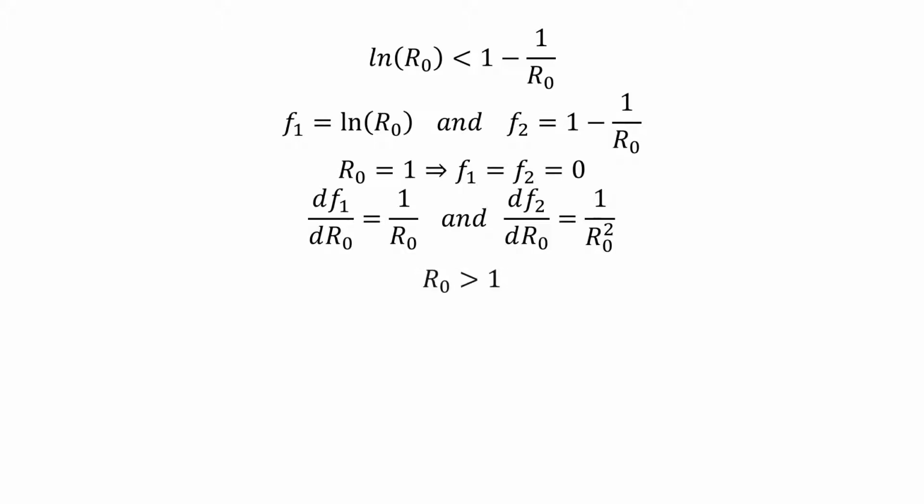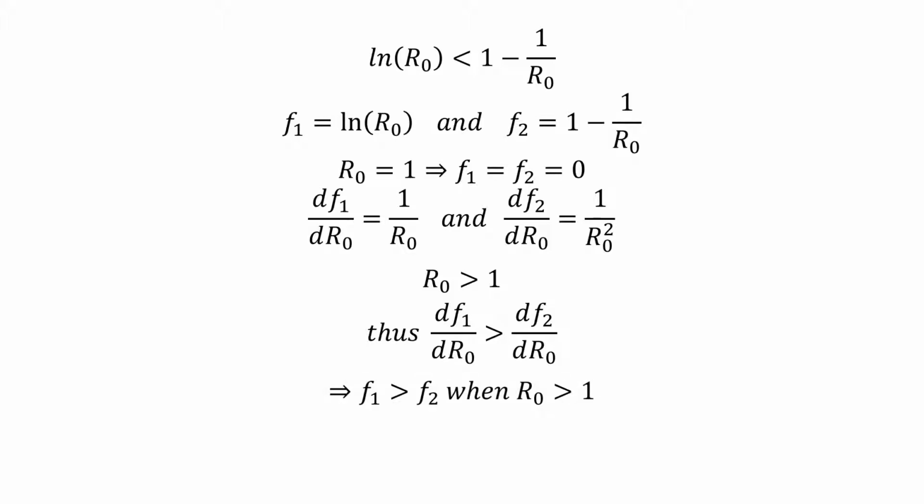So when r0 is greater than 1, the derivative of f1 is greater than the derivative of f2, which tells us that f1 is greater than f2 when r0 is greater than 1, which is a contradiction to our condition, and so the fixed point is linearly unstable. This is how you evaluate the fixed points and their stability in a multi-population system in discrete time.